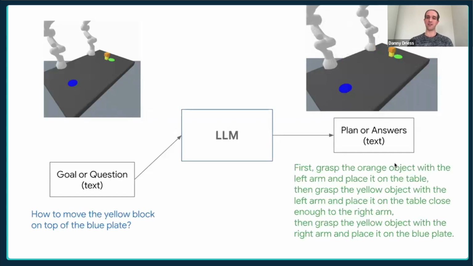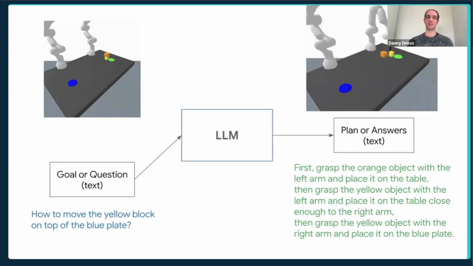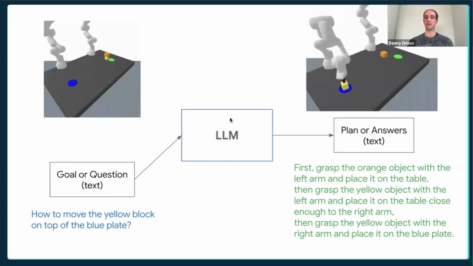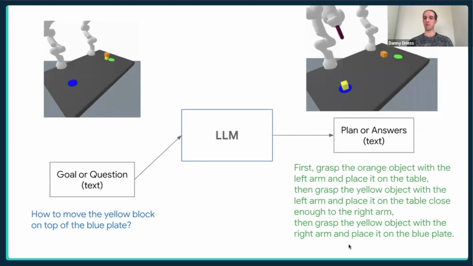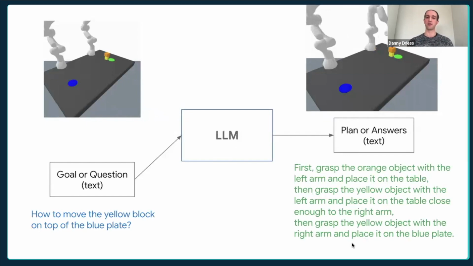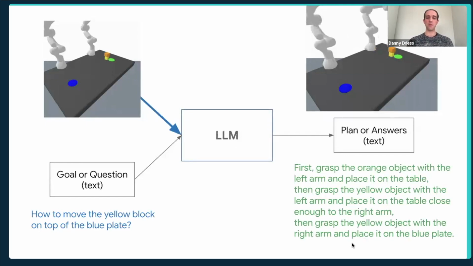And if we think about this, such a plan looks kind of like text, right? So we could think of, like, how to move the yellow block on top of the blue plate, and ask an LLM, and then we might get a plan in textual form of how to do that. But it's kind of clear that we somehow need to tell the language model about the state of the world.